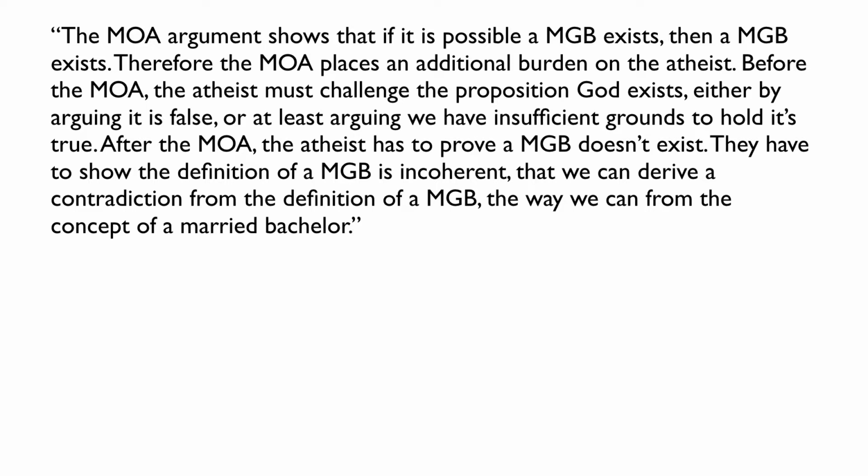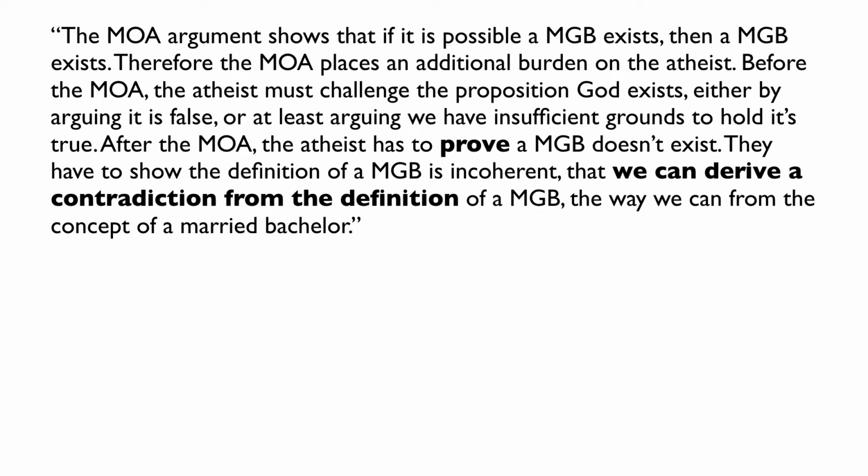They have to show the definition of a maximally great being is incoherent. That way, we can derive a contradiction from the definition of a maximally great being, the way we can from the concept of a married bachelor. Perhaps by trying to argue that omnipotence is self-contradictory or something like that. So the problem with this is that it says the atheist has to prove a maximally great being doesn't exist, that we can derive a contradiction from the definition of a maximally great being. These are forms of epistemic possibility.